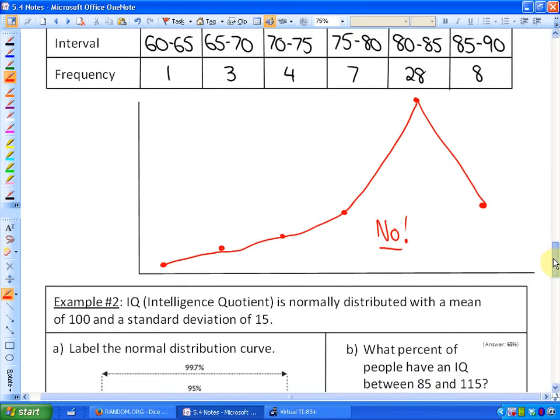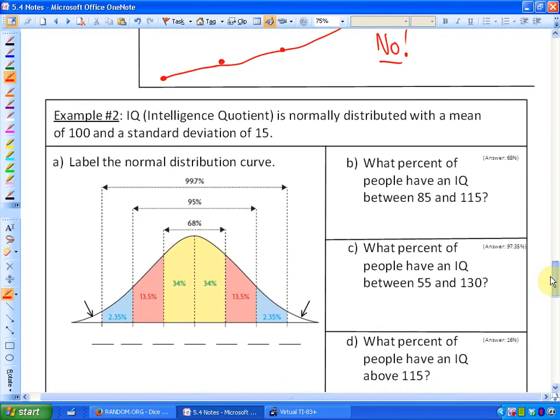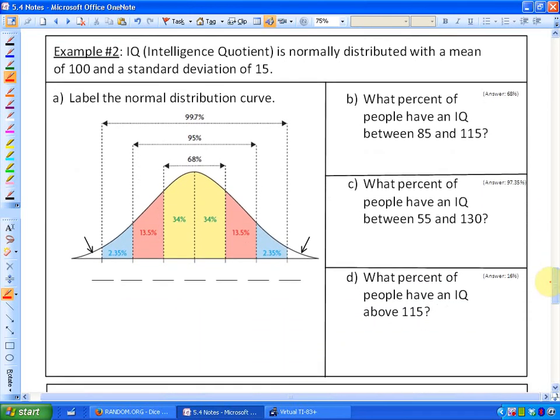Let's do one example. Example number 2 says this: IQ, intelligence quotient, you may have heard of it, is normally distributed. So we're stating that it is a normal distribution. Most people fall close to the mean, and fewer people are further above or below the mean. It has a mean of 100 and a standard deviation of 15.